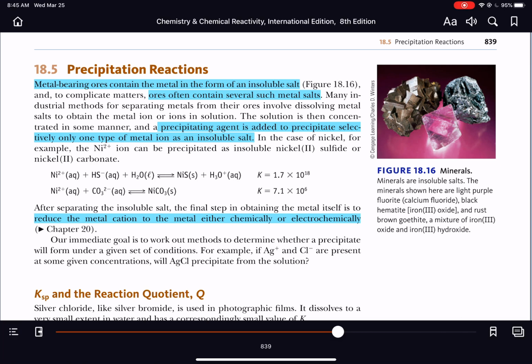Metal-bearing ores, then. An ore, O-R-E, is going to be a compound that contains the metal. Only a few metals are you going to find not combined to make an ore, which is why people like to mine for gold or silver, because these metals, being relatively inert, means you don't have to do much chemistry in order to get the metal. The other metals you really do have to do a lot of chemistry.